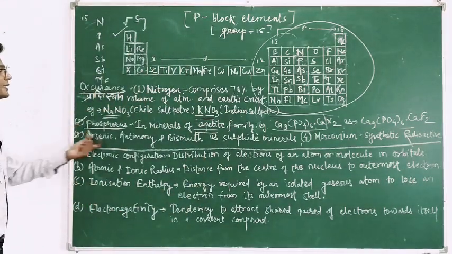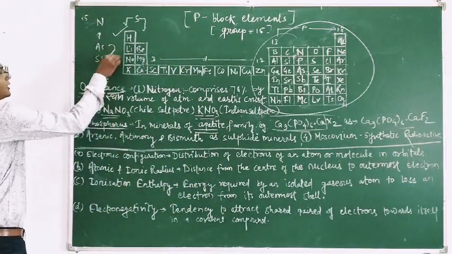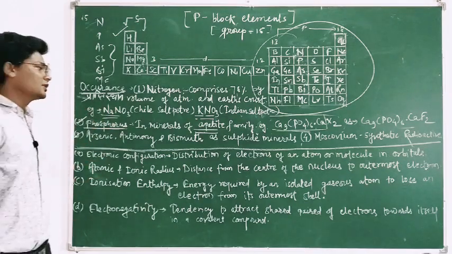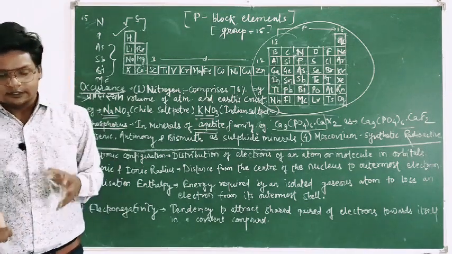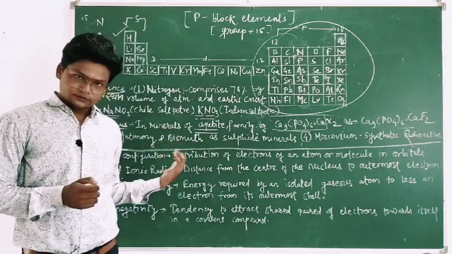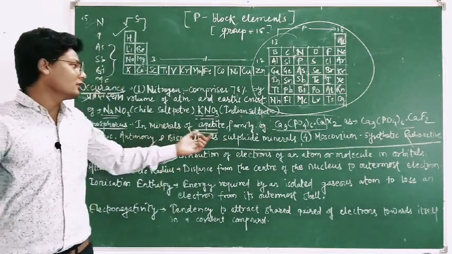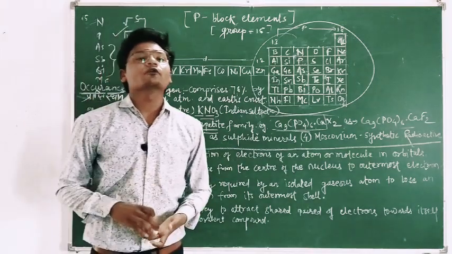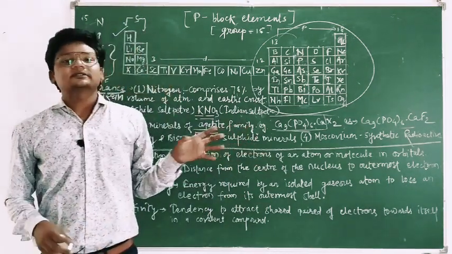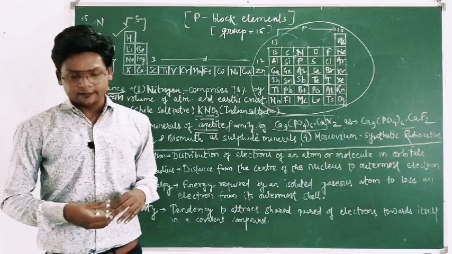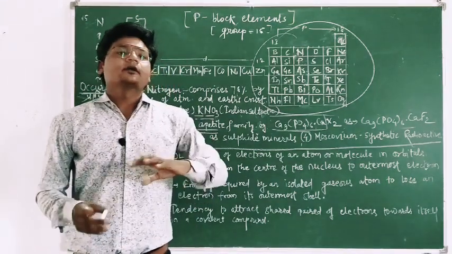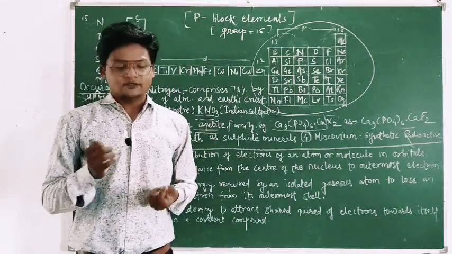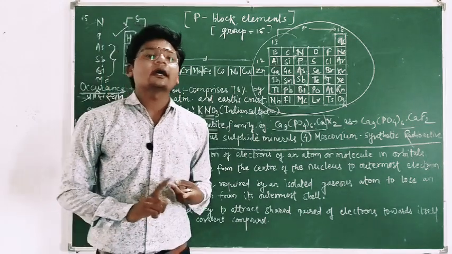Now, about arsenic, antimony and bismuth. Arsenic, antimony and bismuth are found in the form of minerals with sulfur. So these are found in the form of sulfide minerals. About moscovium, what is moscovium? Moscovium is a synthetic radioactive element jointly synthesized by scientists of Russia and America.